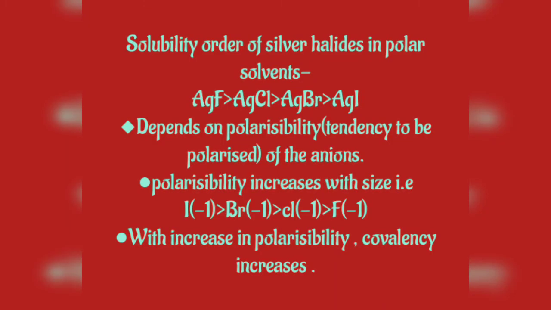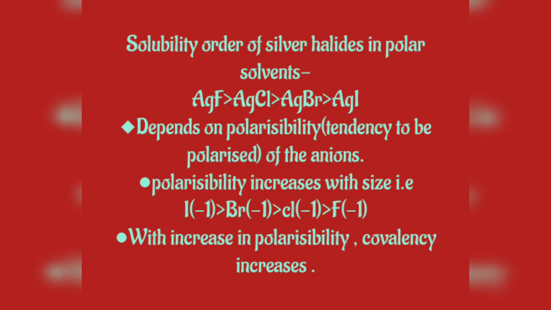Solubility order of silver halides in water or polar solvents: AgF greater than AgCl greater than AgBr greater than AgI. Here the new thing is the cation is the same, so we can't say anything about covalency by using polarizing power. Here covalency depends on the polarizability of the anion.